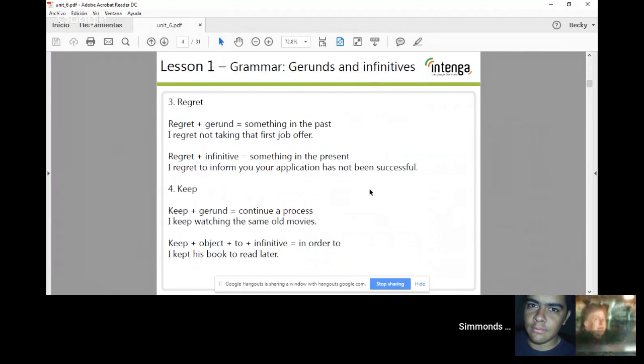Keep plus gerund equals continue a process. I keep watching the same old movies. Keep plus object plus to plus infinitive equals in order to. I kept his book to read later. Good. So, two different meanings, continue a process and in order to, and again, this is just the structure that we use. So, questions at this moment?